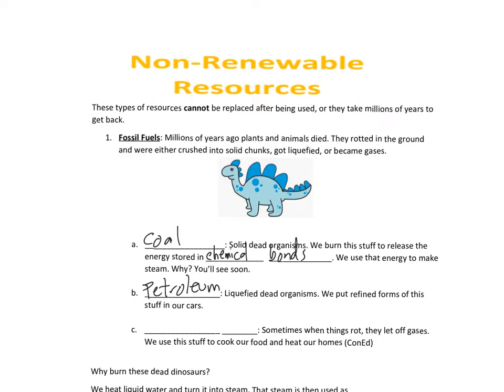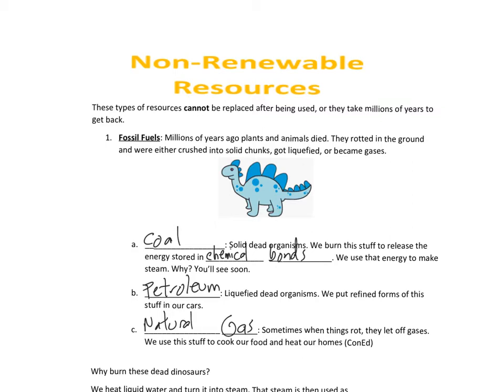And one final way of using fossil fuels to get electricity, and remember all of this comes back to burning something, and usually burning something leads to boiling some water to get some steam. So one other way of doing that is to take natural gas. Again, sometimes when these dead dinosaurs or plant matter died and began rotting, they let off gases. And we use those natural gases.